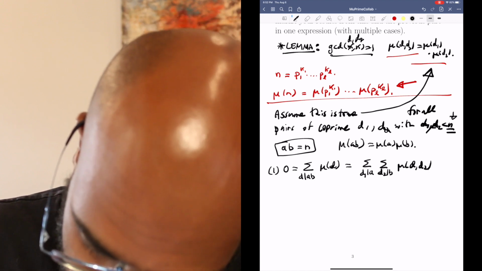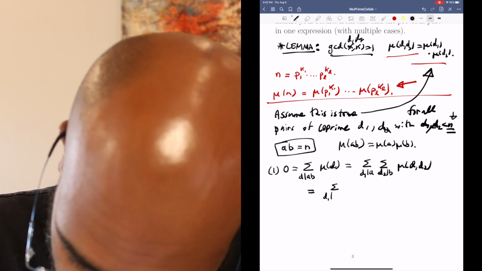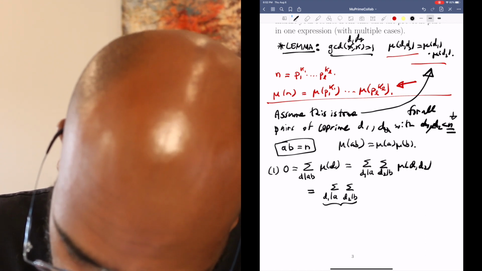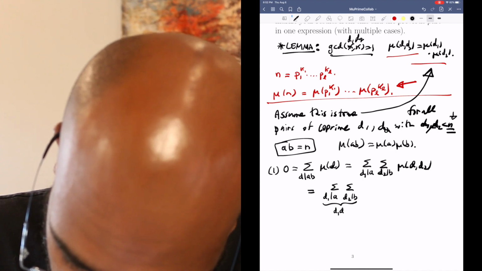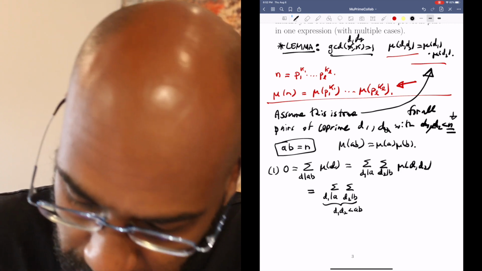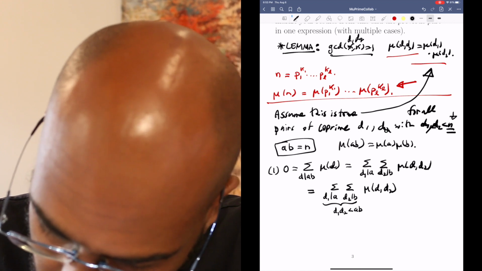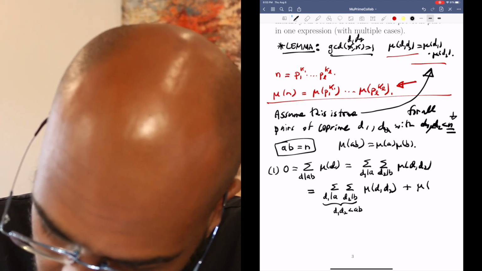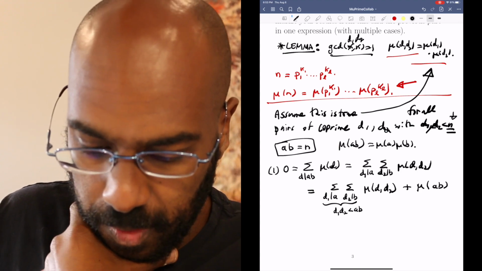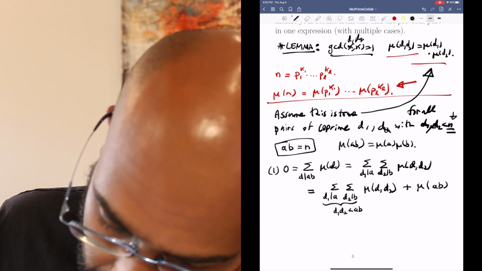Okay, so now we can write this as a sum, d1 dividing A, d2 dividing B, and we'll take this whole sum where d1 and d2 is less than AB, so we don't include that last factor where d1 is A and d2 is B, of mu of d1 d2, plus mu of AB. That's the only thing that's left out of this sum. Okay, cool. So why is something like this useful?